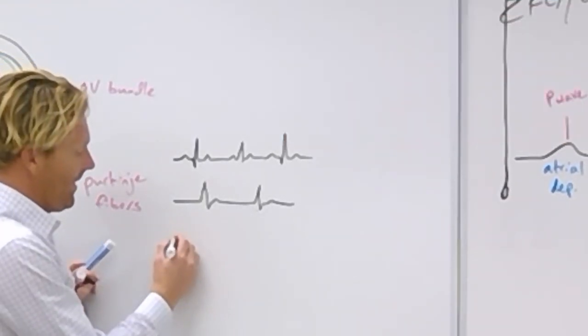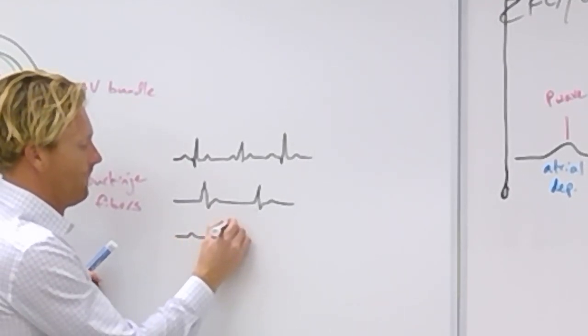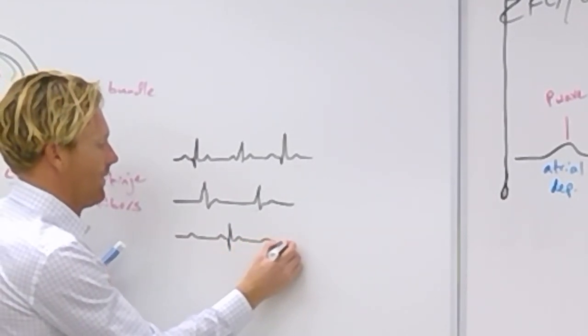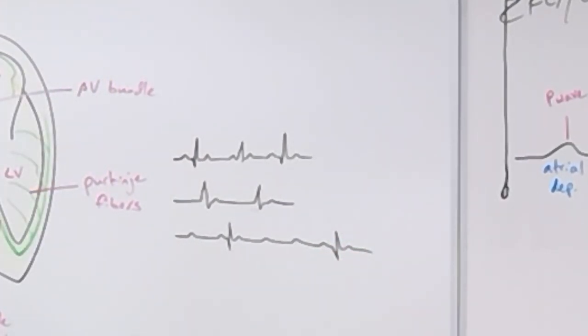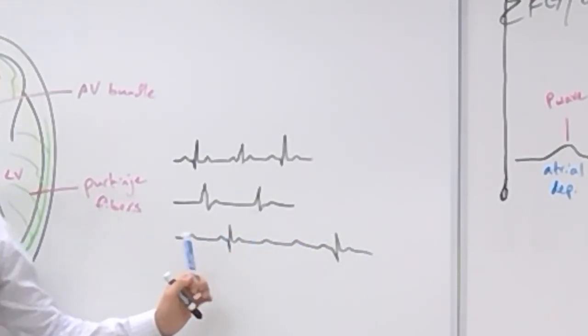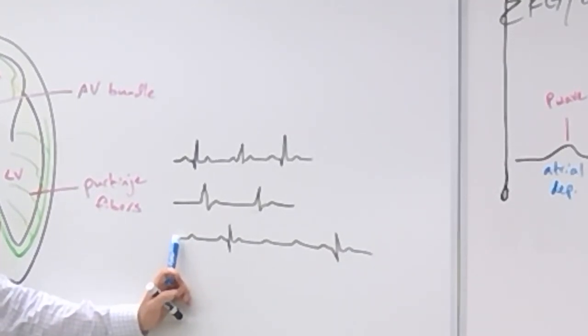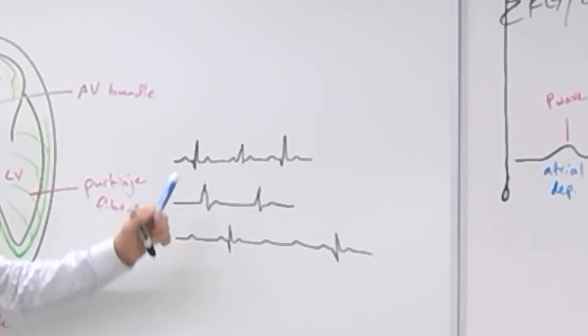A partial heart block looks like this. See the difference? Is the SA node firing? Yeah, it's actually firing every time. So you've got the P wave, P wave, P wave, P wave. But oftentimes that P wave is not followed by a QRS complex. So the SA node is firing, but the AV node is not receiving that signal every time. This is a partial heart block. And that's a total heart block.